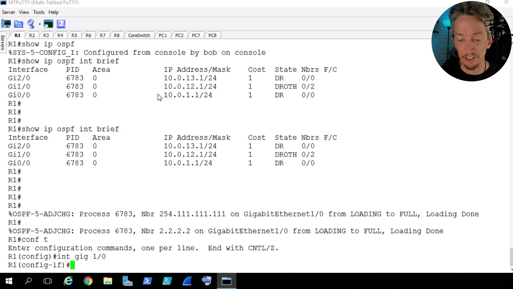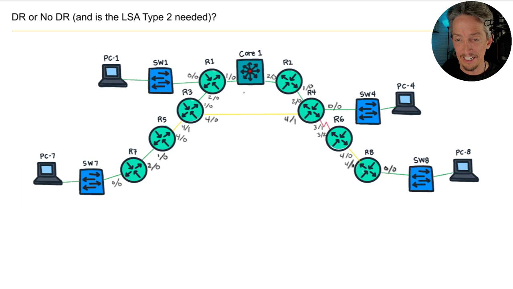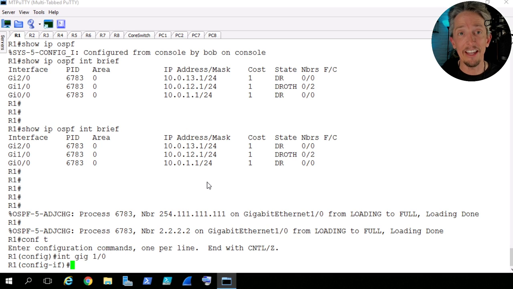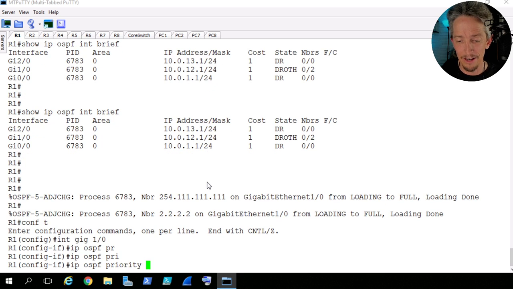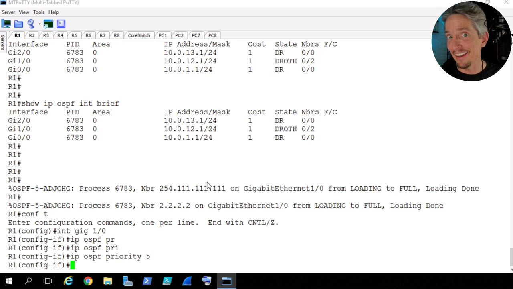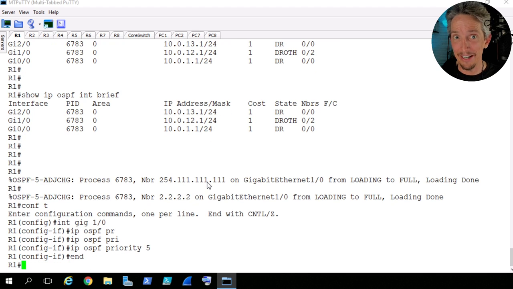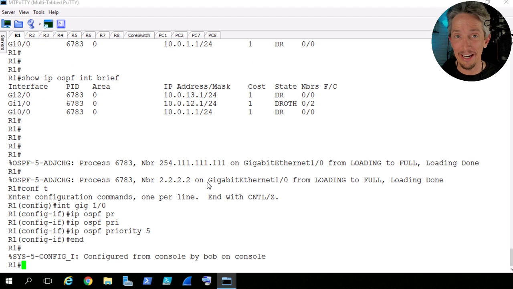Gig 1/0 is the interface, and I'm just going to make sure I'm on the right interface. Gig 1/0 is this interface right here between R1 and the 10.0.12 network. And in that interface, we can just simply say IP OSPF priority, and we'll give it a 5. That's higher than 1. The default is 1. And then if we reset everybody, it can go ahead and renegotiate that.